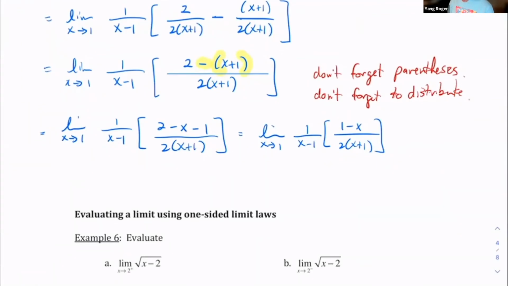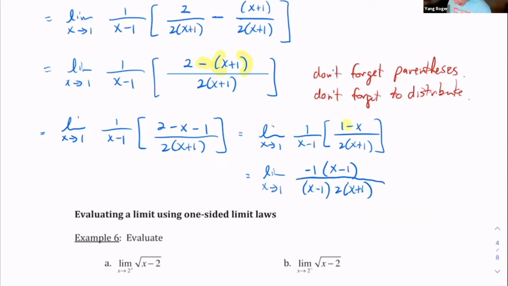So what do you notice about this one and this one? Can you guys see that these are exact opposites of each other? So I can really factor a -1 out of the numerator. So this is going to become the limit as x goes to 1. I could factor out a -1 from the numerator, and that's going to make that guy x minus 1. And then I'll have an x minus 1, and then a 2 times x plus 1.